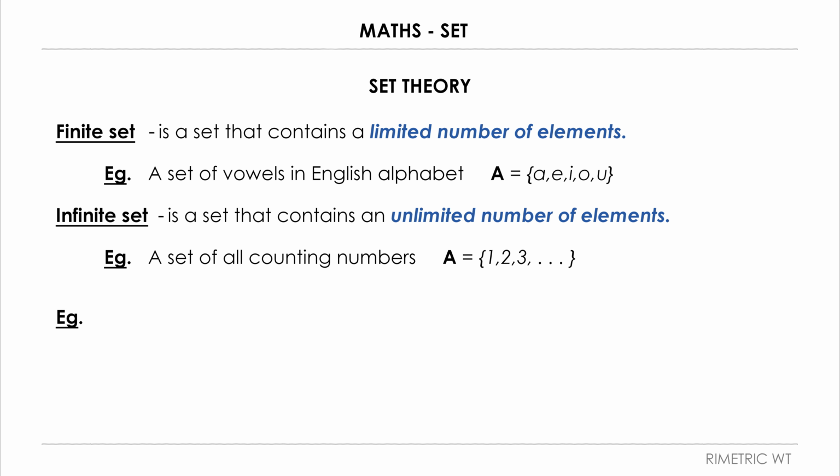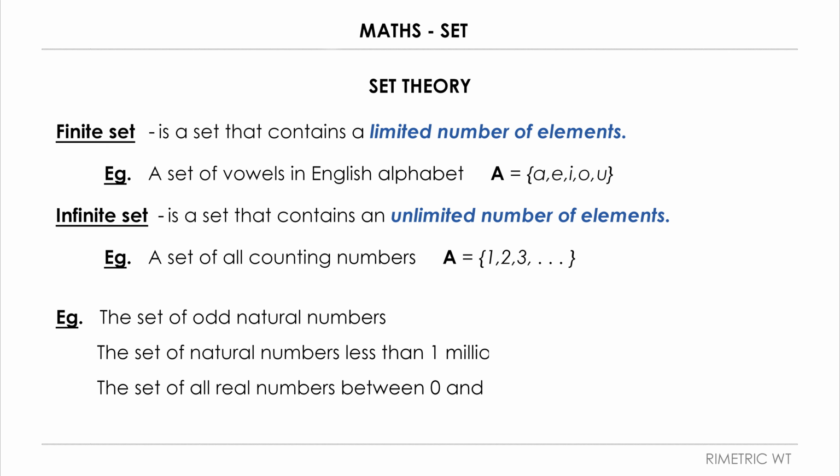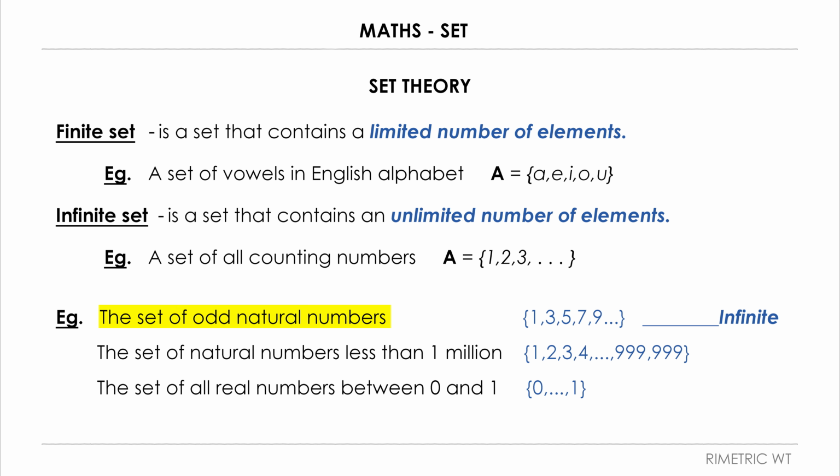Let's look at some examples and classify them as either finite or infinite sets. The first example is the set of odd natural numbers. This set starts with 1 and continues without end. Since there is no last element, it is an infinite set.